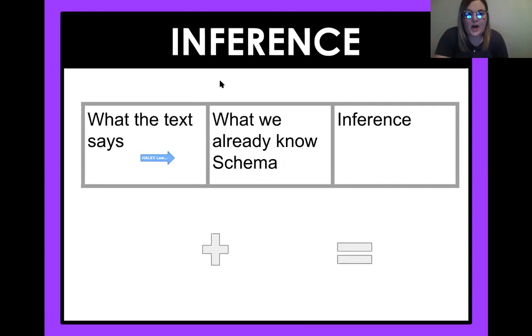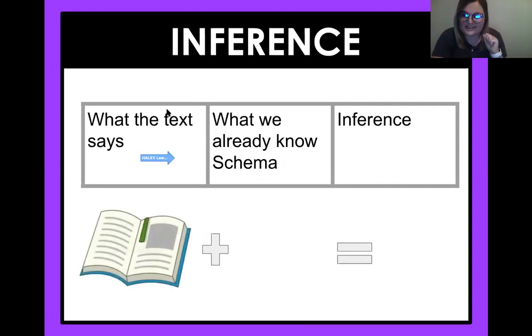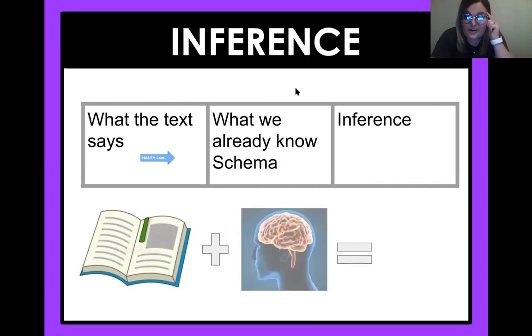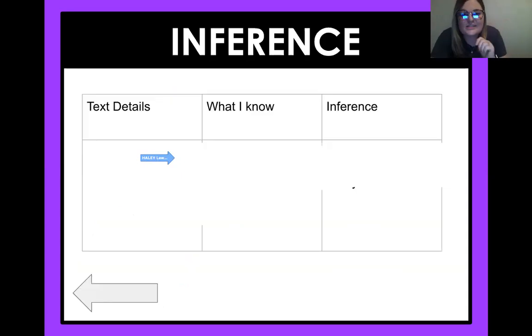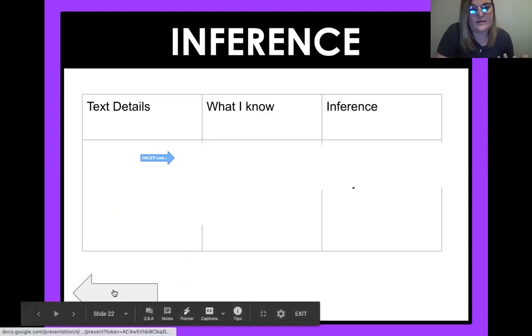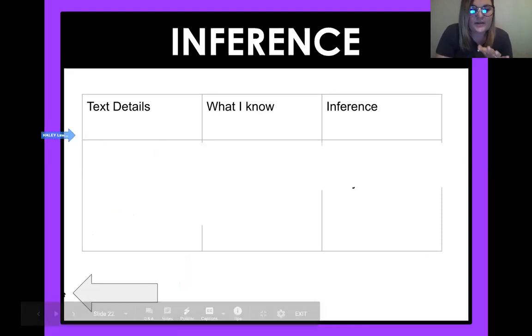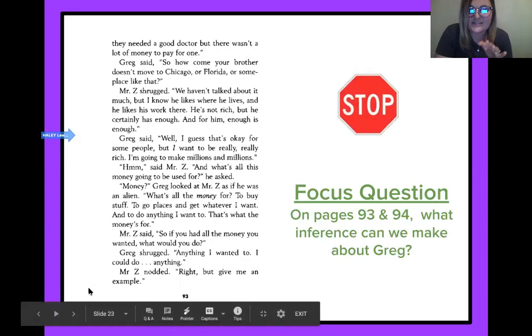All right, so now it's time to make that inference. So let's review. We know an inference is we got to take what the text says, use what we already know, that schema, and make our inference. So let's go make this chart with me. Pause that video if you need some time, and we're going to go back and dig a little deeper in the text to see if we can make an inference. So once you pause this video, get this chart written down, and let's go dig into the text.